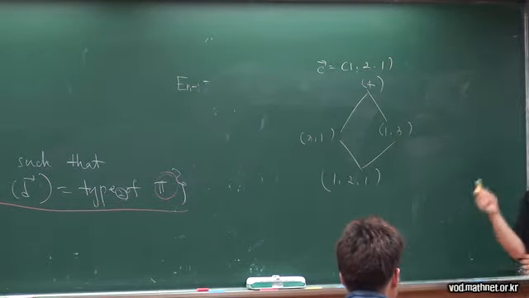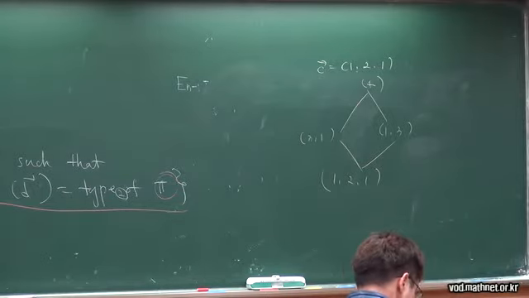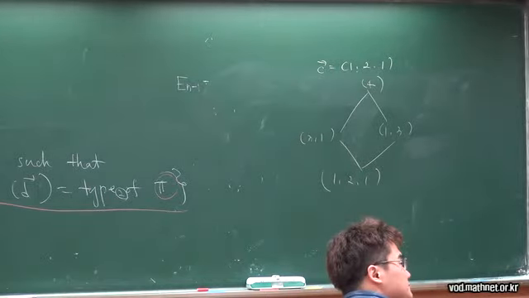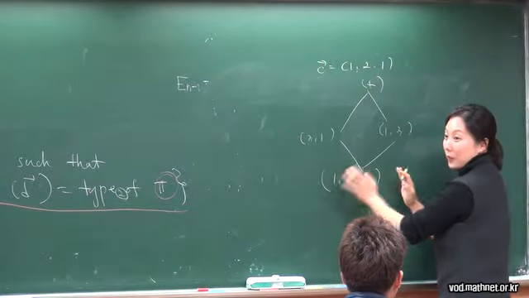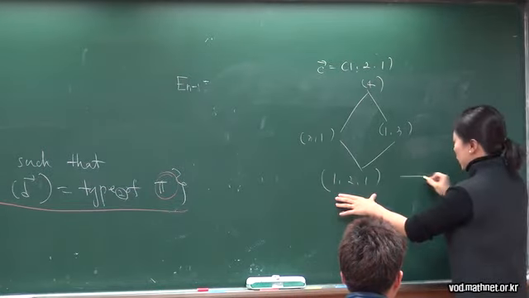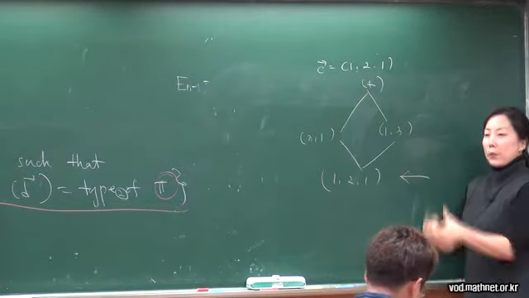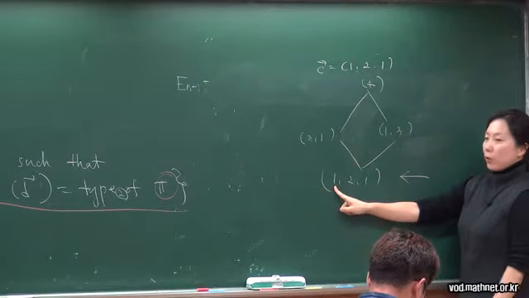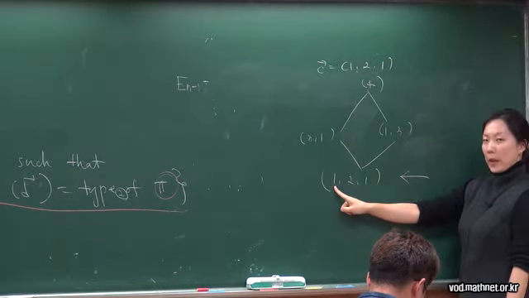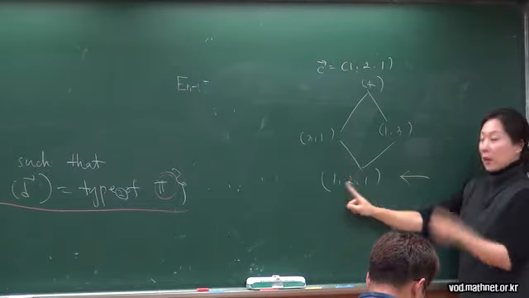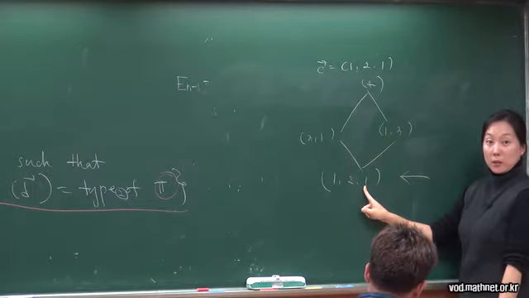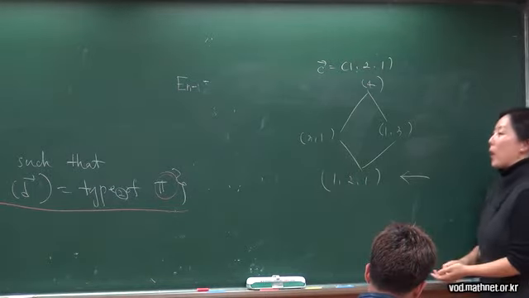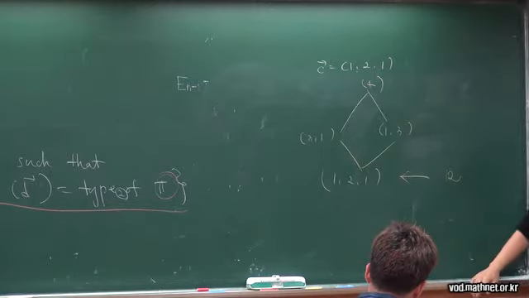Next, I will count all the ordered set partitions of these types. Here you have the numbers 1, 2, 3, 4. For this block, you may have 4 choices, and here you have the next 3 choices. So 4 times 3, you have 12 ordered set partitions here.